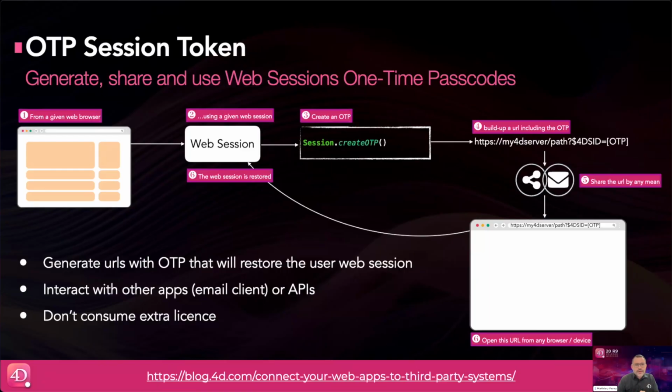Let's switch to OTP Session Token. It's quite an interesting topic. Today's web applications often require secure interactions with third-party systems. For example, validating an email address usually requires sending an email and asking the end user to click on a link from his mail client. In this case, you do not control which email client or which web browser will be used by this user.